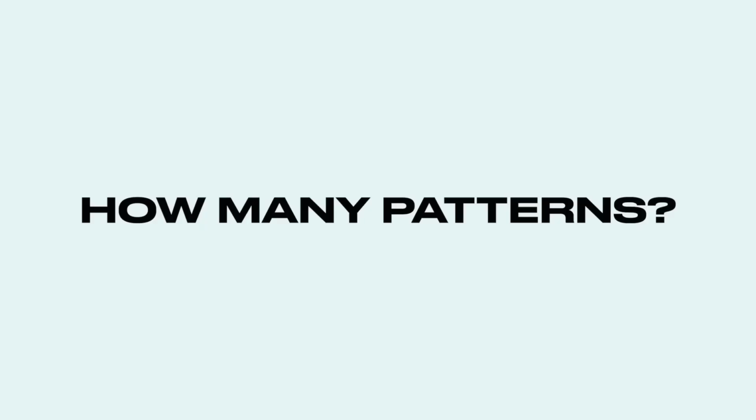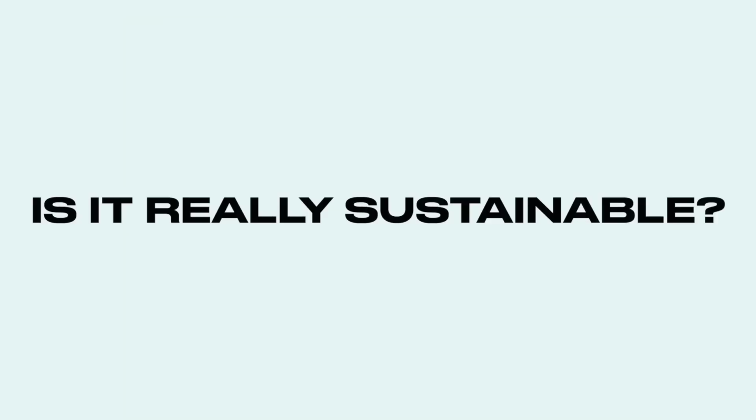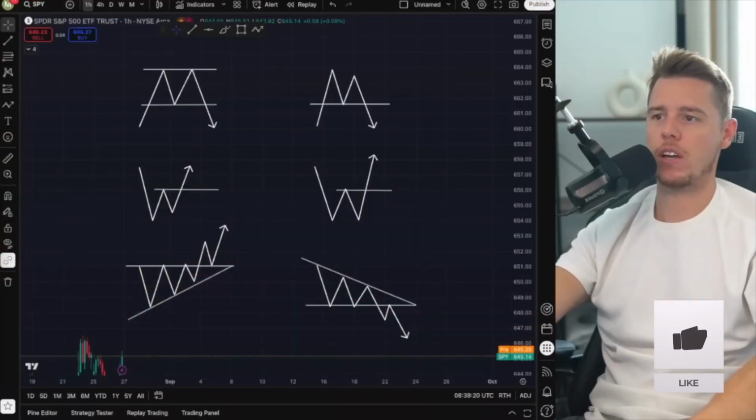professional trader. So to be honest, there are probably over 200 different chart patterns, and you can always find many more on the charts. So the question is, is it really sustainable, and what do we do here really? Will we go long or will we go short? This is definitely what we're talking about in this video.